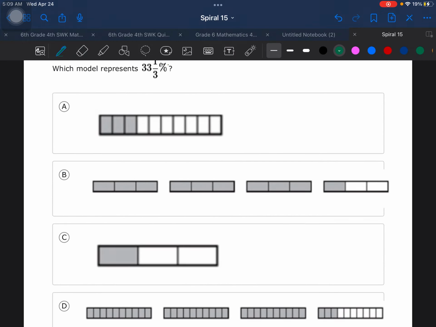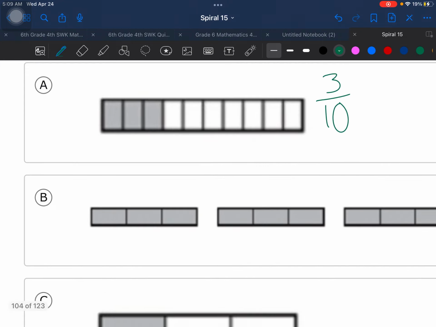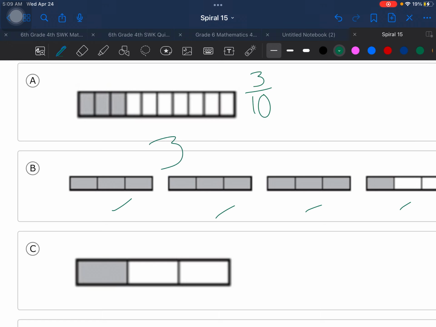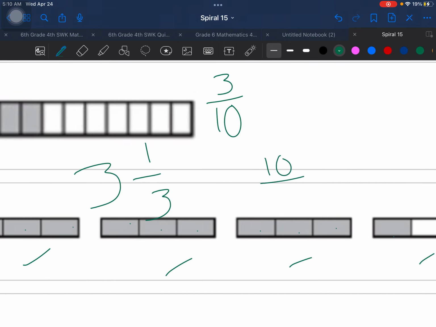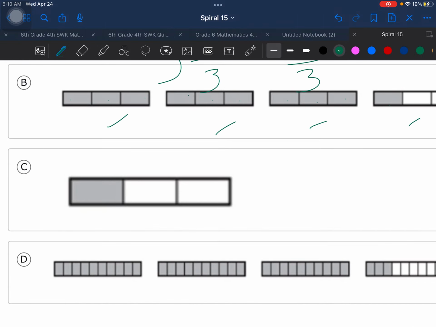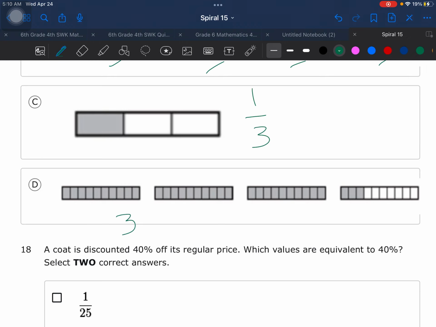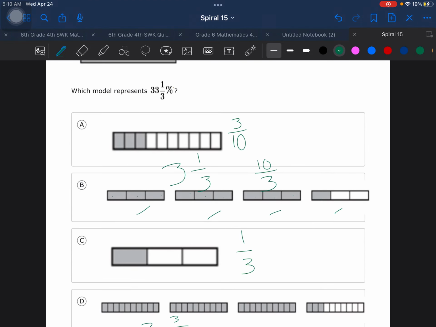A 17, chicos. I want you to put how many are shaded. 3 out of 10. How many are shaded? Wow, that's 1, 2, 3. So that would be 3 and 1/3. Or you can even say 1, 2, 3, 4, 5, 6, 7, 8, 9, 10. 10 over 3. Que es bastante. This is 1/3. And this is 3 and 3/10.